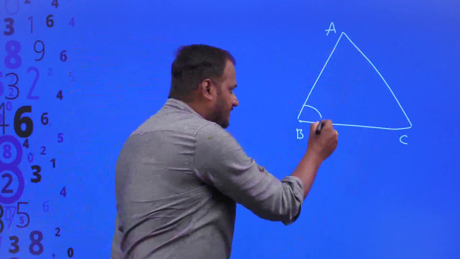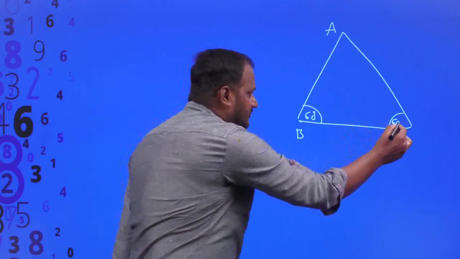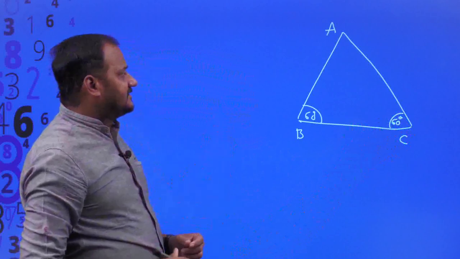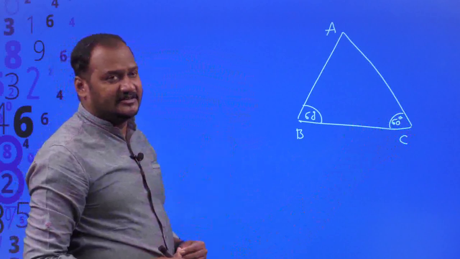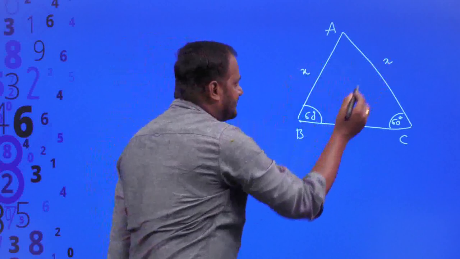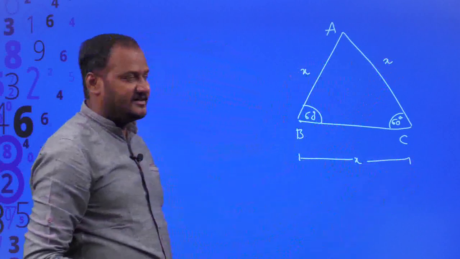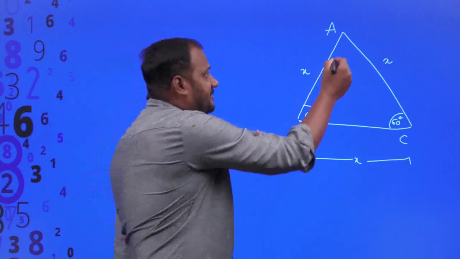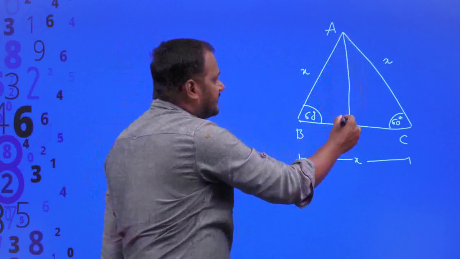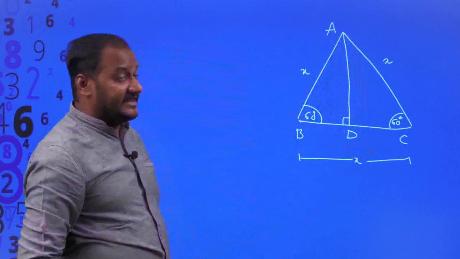Now this angle B is equal to 60 degrees as well as this angle C also equal to 60 degrees. Let me consider every equal side of the equilateral triangle to be some length x units, and this is also x units. Of course, this is also x units, correct? And now let me draw a perpendicular from A onto the side BC. So this is a perpendicular drawn onto the side BC. Let this perpendicular be AD.